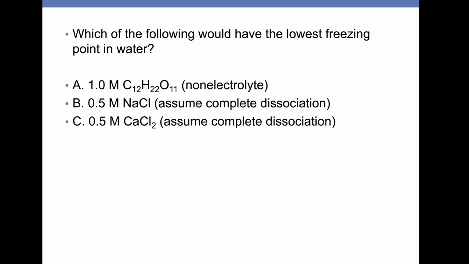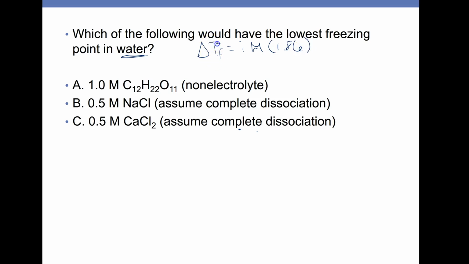Okay, the only other kind of thing you might run into would be multiple choice questions dealing with this. So we're talking about the lowest freezing point in water, delta TF equals I, M, and KF. Since they're in water, the KFs are all the same. They're all going to have a value of 1.86.